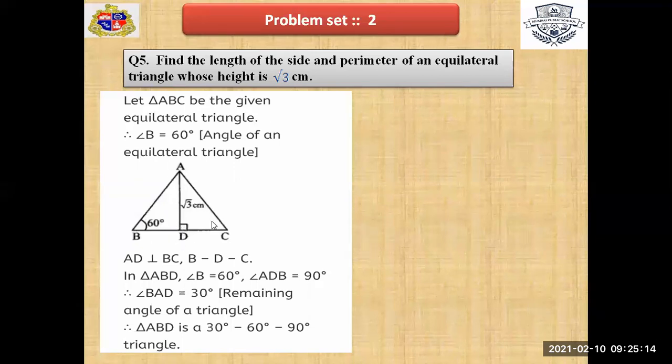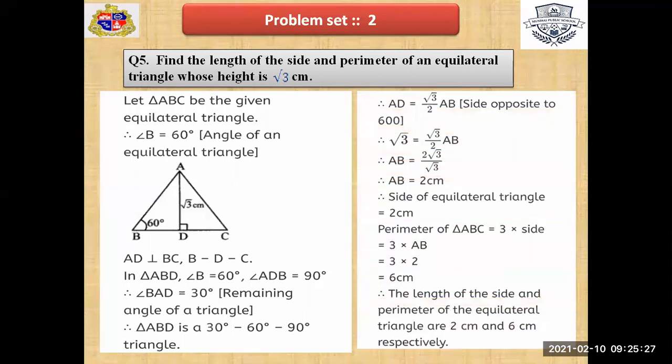Yes, in triangle ABD, angle D is 90 degree, angle B is 60 degree, so the remaining angle A is 30 degree. So triangle ABD is a 30, 60, 90 degree triangle. Okay. So first we find the side, and then we apply the formula for the perimeter of an equilateral triangle. So first we find AB. AB is the hypotenuse and AD is the height. The height is given, and from this we find the hypotenuse.